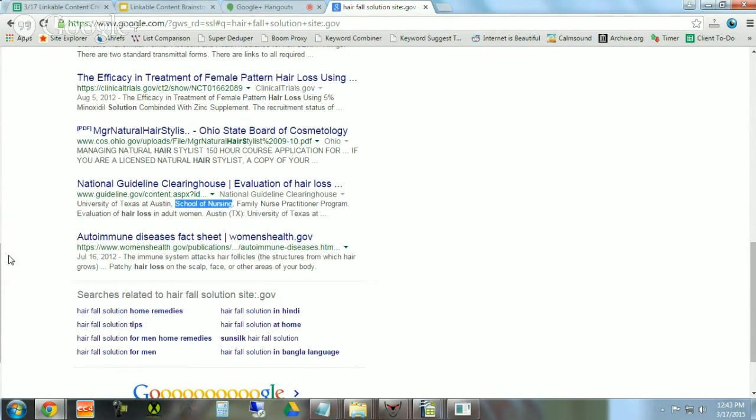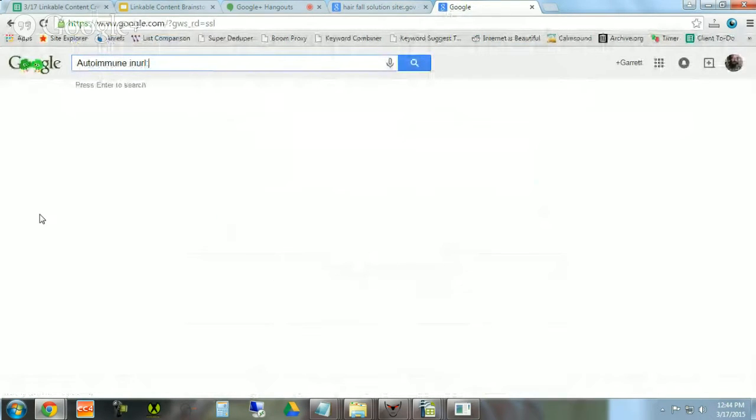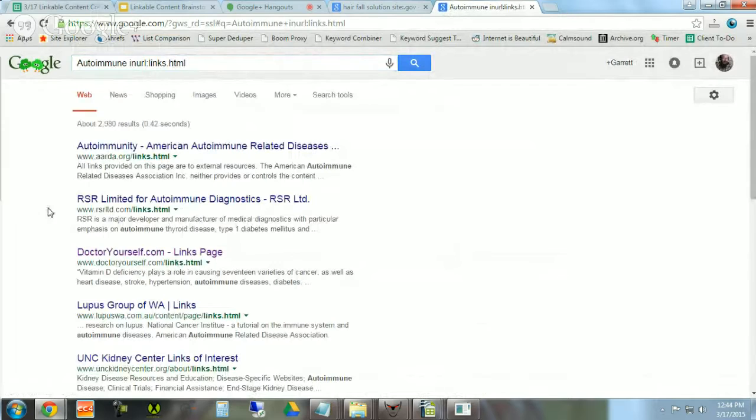Autoimmune diseases. So patchy hair loss on the scalp, face, and other areas of your body. This is a situation where the immune system attacks hair follicles. So this is interesting. This is where the autoimmune system intersects with hair loss. So let's start checking a few of these, but autoimmune, just that phrase, that topic, autoimmune, with links.url, let's see, in URL, links.html. Look at that. Almost 3,000 results there.